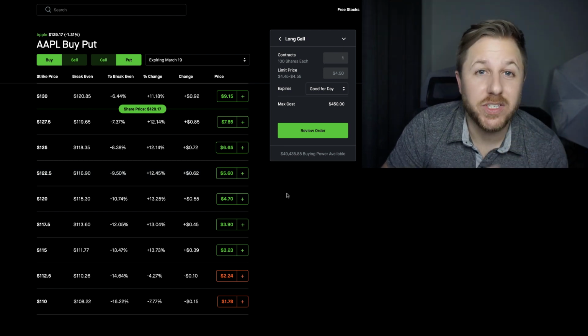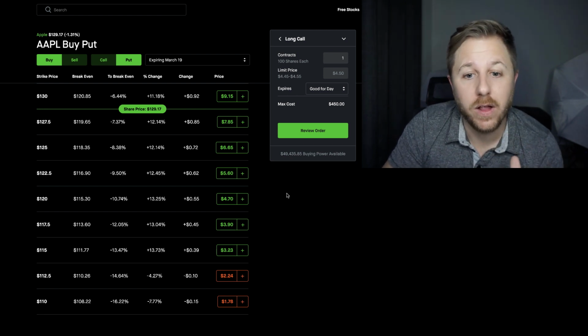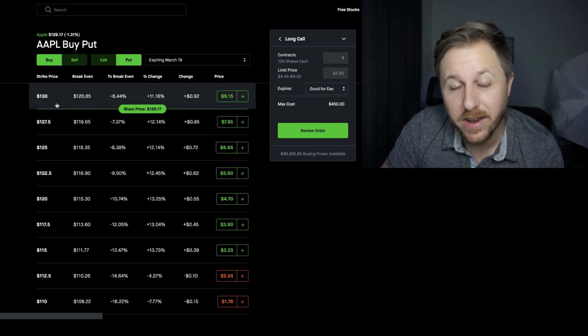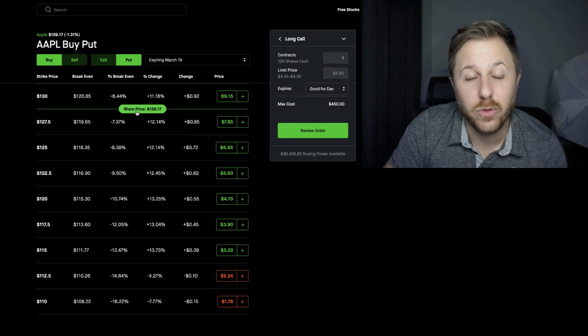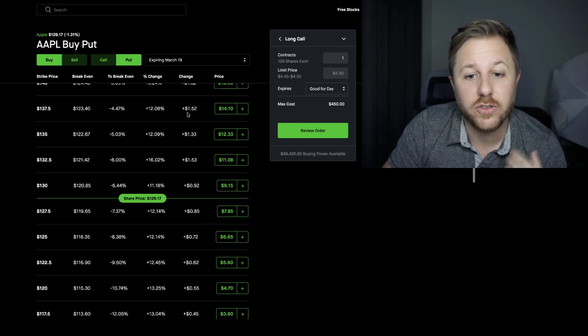So those are the basics of calls and puts. Calls you think are going to go up, you hit buy call and you pick a date, and then you pick a strike price of where you think it's going to hit. The closer to the actual share price, the better the chances are that the stock will hit that price. So that's why they're more expensive, but the further you go, the cheaper they get.